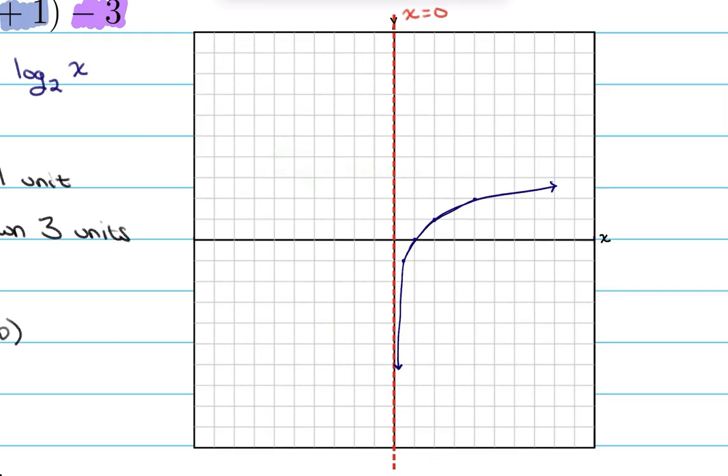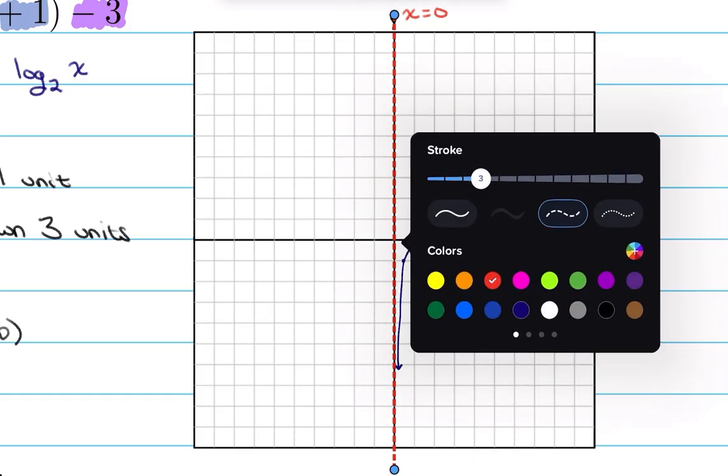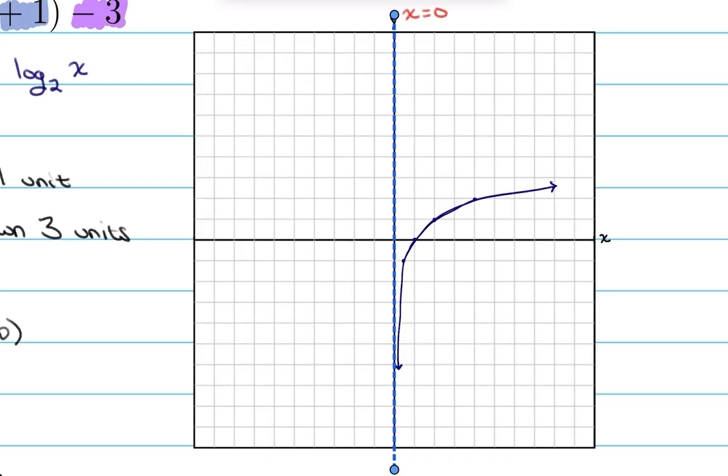I'll even show you how that works. I am going to change the color of that, and watch this. I am shifting this. You see that red dotted line is the asymptote for the parent function. I'm going to take the blue line and shift it 1 unit to the left.